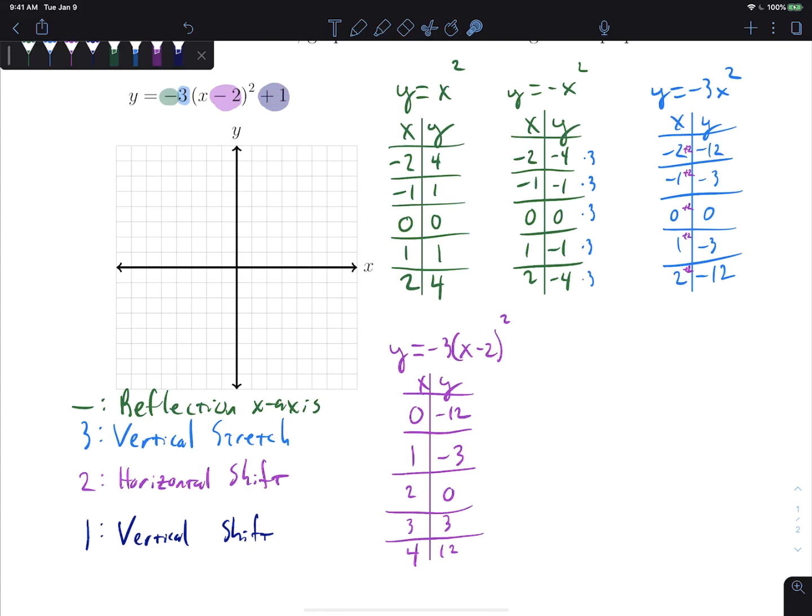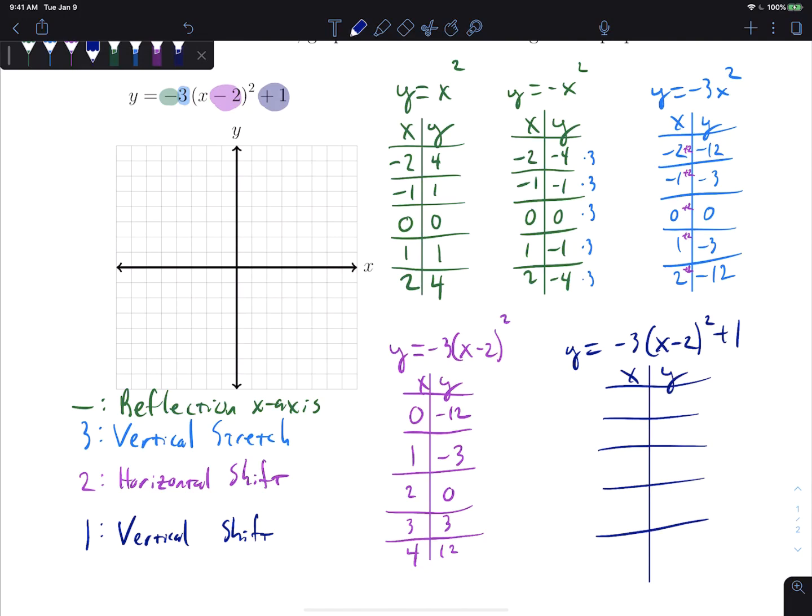We keep the +1 because it's on the outside, and notice that this 2 was positive because it was on the inside, and we do the opposite. So inside, opposite, outside, keep. That gives us y equals -3 (x minus 2) squared plus 1 for a table. And notice that is the actual function that we wanted to graph in the first place. And again, because we are changing the y value, the x values stay the same from the previous table. And we're going to add 1 to all the y values here.